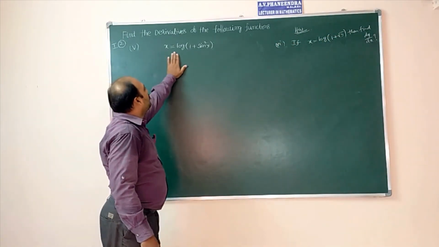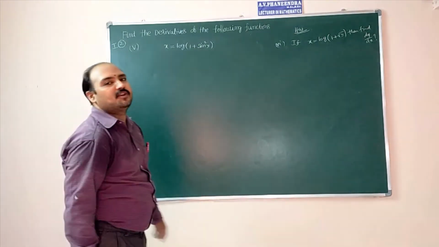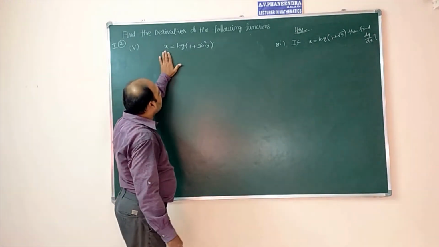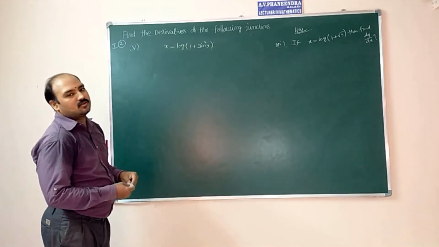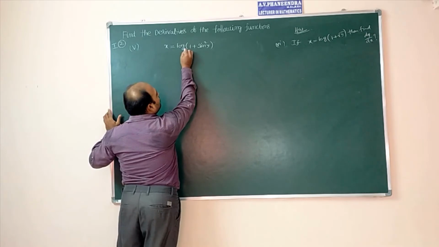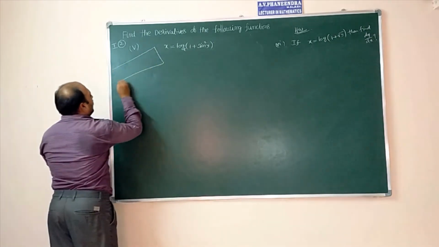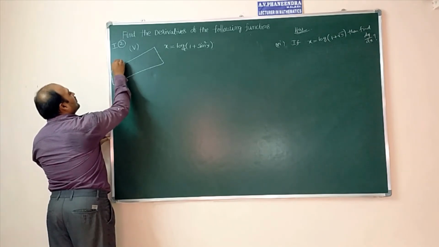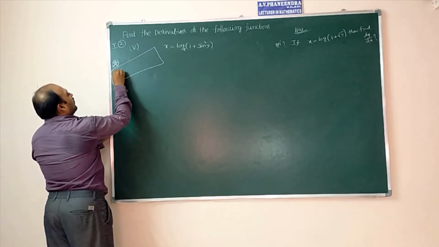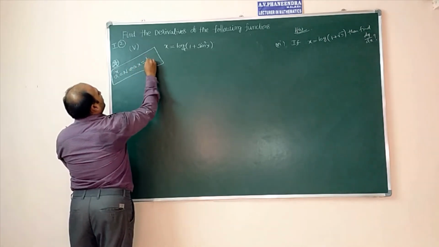If x is equal to log of 1 plus sine square y, then find dy by dx. Here x in terms of y is there, so I want y in terms of x. So log function means always base should be e. By definition of logarithm, we have this formula, a standard result in the basics of logarithms: a power x is equal to n if and only if x is equal to log n to the base a.